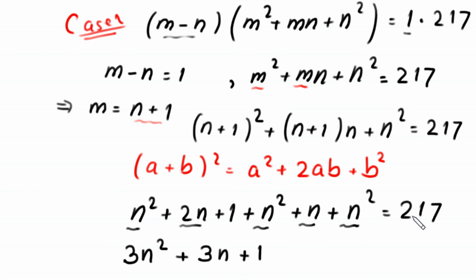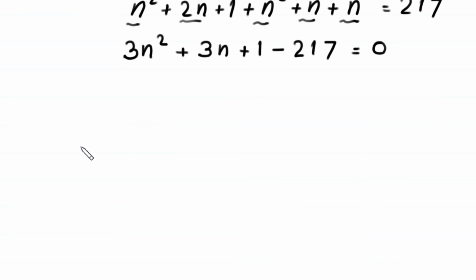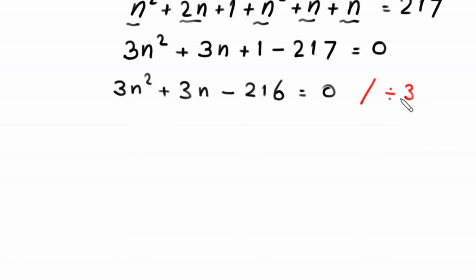Move this 217 to the left hand side. This will become negative 217 equal to 0. Further simplify, this will become 3 times n squared plus 3 times n, and 1 minus 217 will become negative 216 equal to 0, and divide the whole equation by 3. So this will become n squared plus n minus 72 equal to 0.